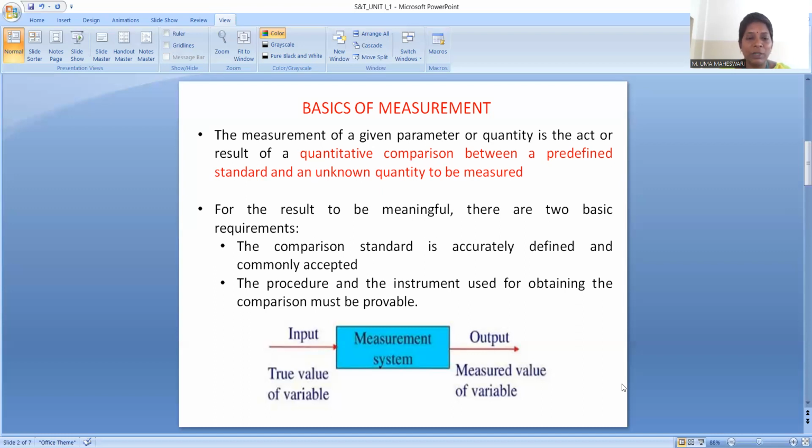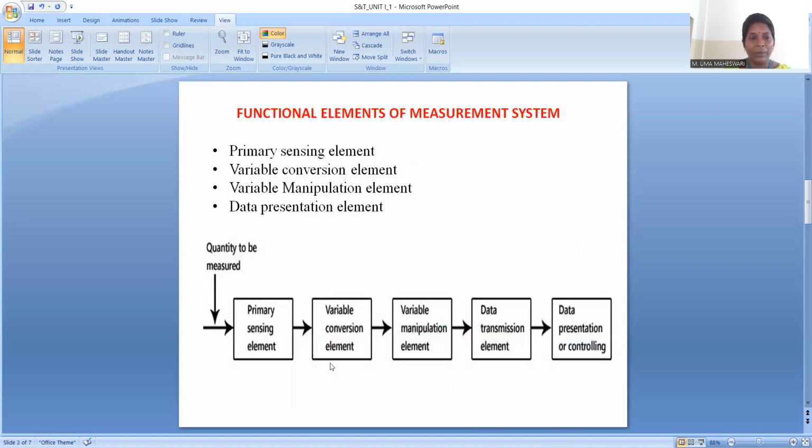Whereas the next method of measurement is the indirect comparison method. In this method, the parameter to be measured is compared with the standard through a calibrated system. And this method is widely used in many industries. So this is the block diagram of a measurement system. The input quantity, that is the true value or a variable, is given to the measurement system, and the output quantity or measured variable is obtained from the measurement system. So this is the introduction of the measurement system.